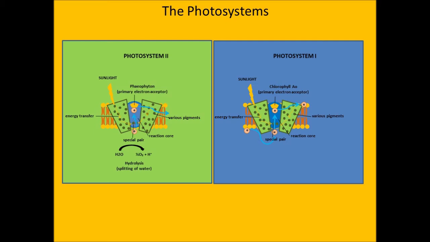Within each photosystem complex are a pair of chlorophyll pigments called a special pair, located in what is known as the reaction core of the complex, which are involved in receiving electrons from the hydrolysis or splitting of water molecules, and which transfer them to a protein called the primary electron acceptor.